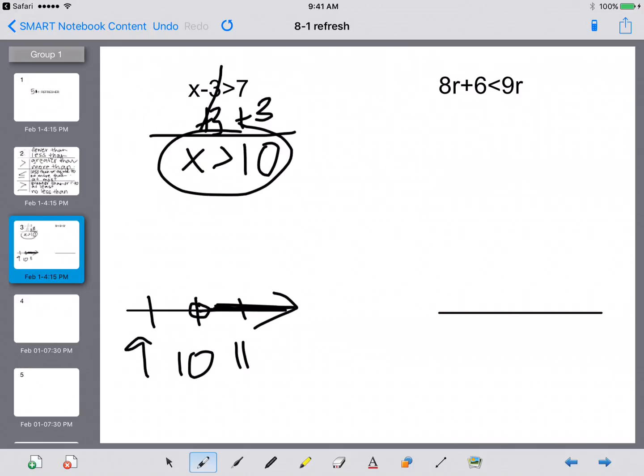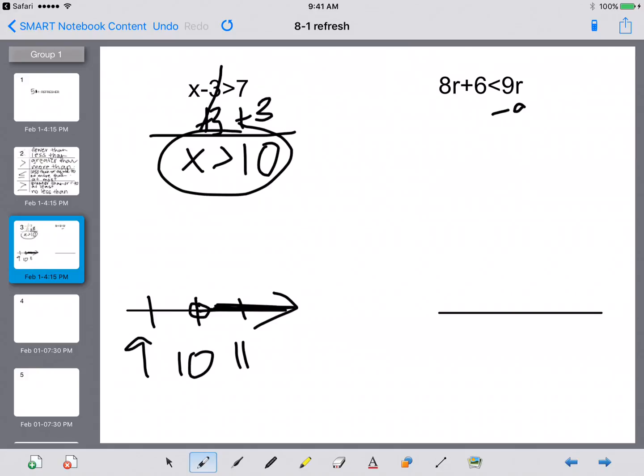On to the next one over here. 8r plus 6 is less than 9r. So we have two variables, but don't worry, once we balance them out and combine like terms, our variables will not be greater than 1 for today's lesson. So what I told you yesterday was that you want to always get your variables on the left-hand side of your equation. So this 8r plus 6 is less than 9r.